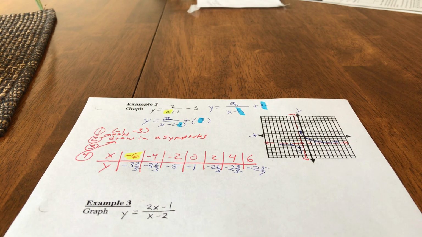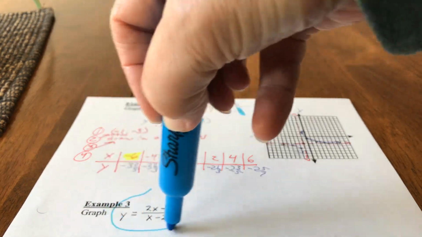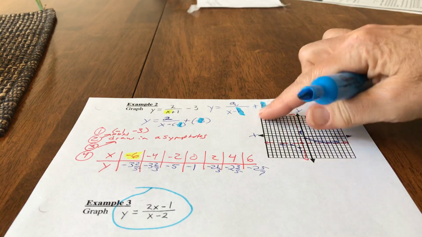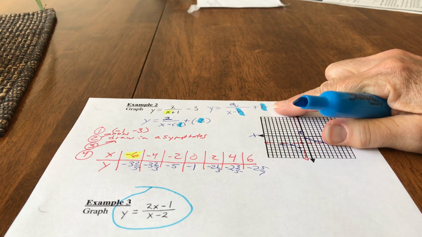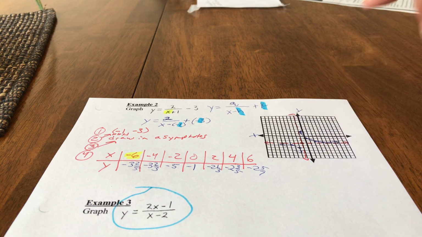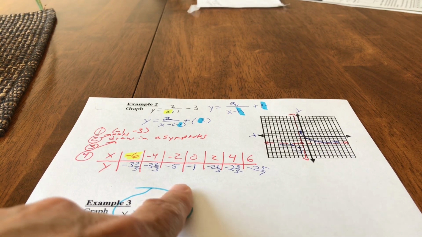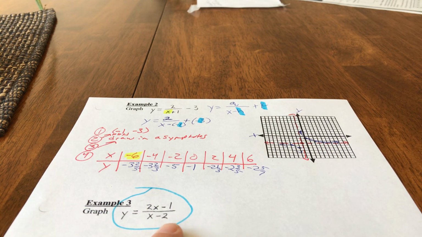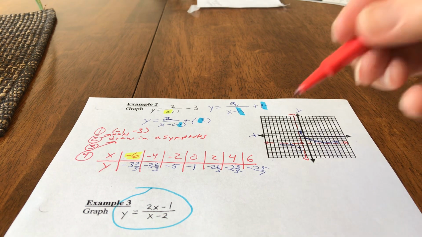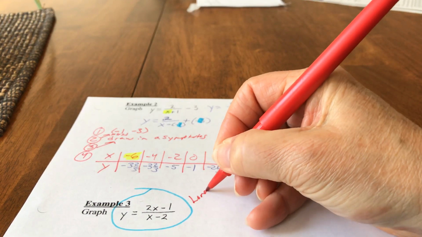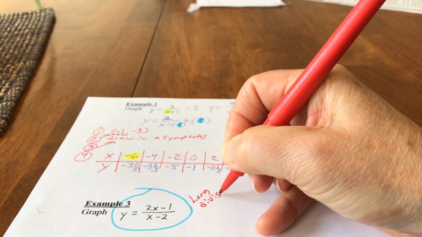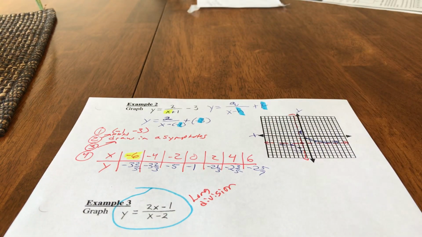Okay, now example 3. When your original equation is not in this format, y equals a over x minus h plus k. Do you see you don't have plus or minus anything here at the end? Then you need to use your long division skills from lesson 7. Which you guys rocked. I mean, really, that was probably the best lesson of this whole quarantine business.